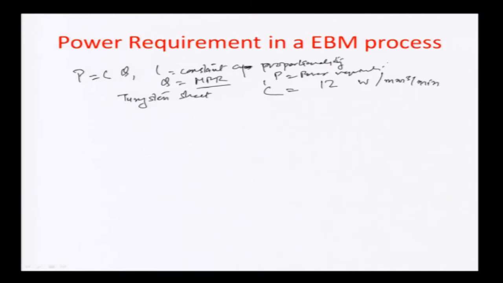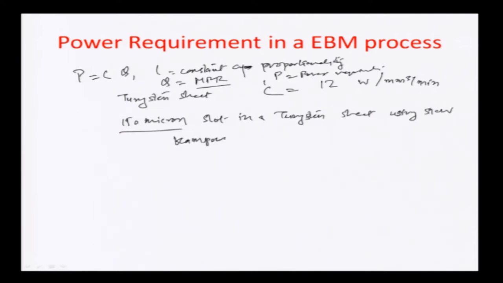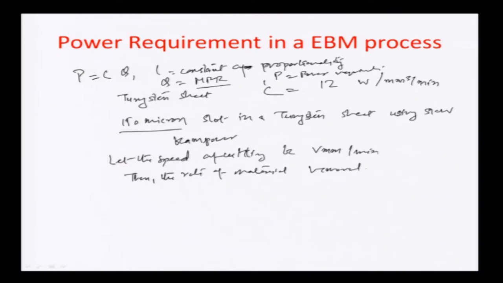Now, we also talked about the similar kind of setup where we were cutting a 150 micron slot in a tungsten sheet using 5 kilowatts beam power. So, let the speed of cutting be V mm per minute, then the rate of material removal required is Q equals 150 by 1000 times of 1 times of V mm cube per minute.